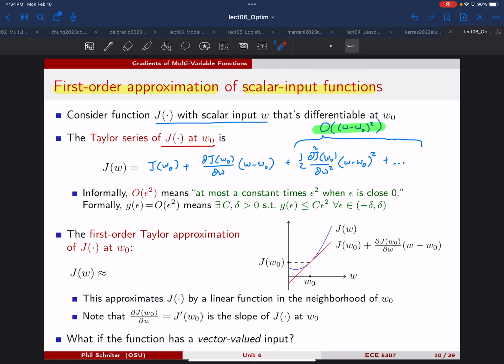So the way that we're going to typically use this is: we have an exact equality. J of W is this entire series, or it's the first terms plus this extra term. But when we want to approximate it, maybe we just keep the first two terms. So this is an approximation. Notice we're going to use the approximate equal sign. And now we're just going to write the first two terms alone.